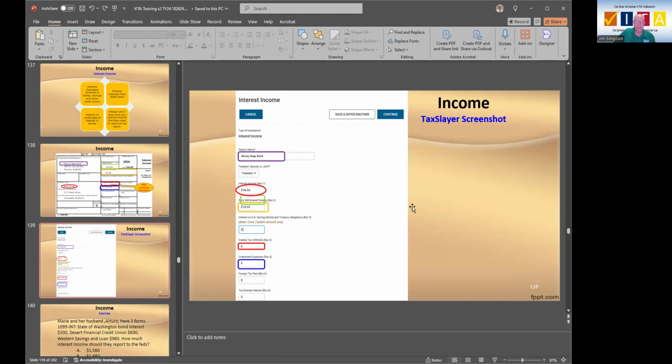Here's the screen in TaxSlayer where you're going to put in interest income. And again, the TaxSlayer screen is going to say the same thing. Interest income, box 1. Early withdrawal penalty, box 2. Foreign tax withheld, box 4. So in whatever format that form comes in, it'll always say box 1, 2, 3, 4, 5. Use that as your guide as to where to put this in.